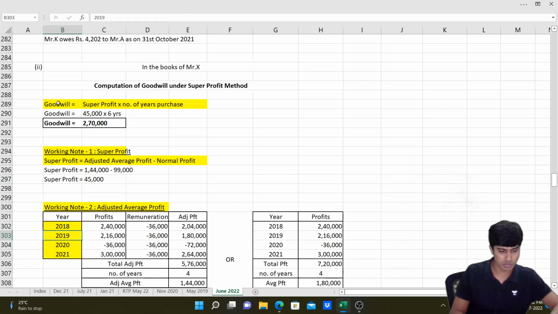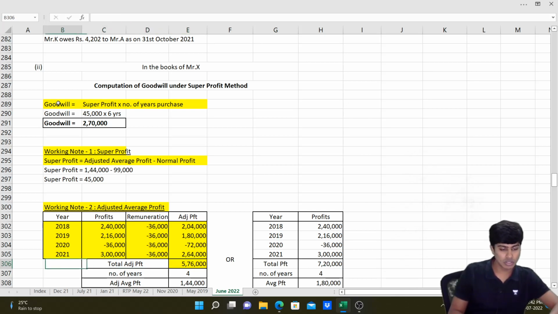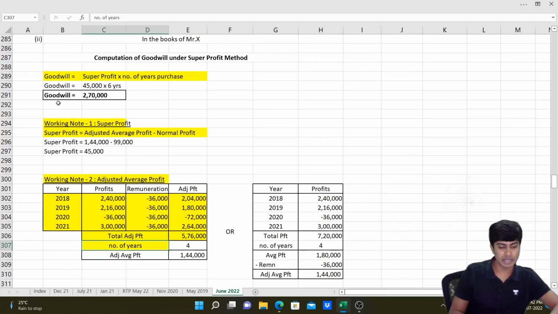For 3 years, 4 years, we know the profits are 2 lakh 40, 2 lakh 16 minus 36, and 3 lakh. I'll adjust 36,000 remuneration to the proprietor in all the years. Then I'll get adjusted profits of 2 lakh 4, 1 lakh 80 minus 72, and 2 lakh 64. The total of the adjusted profits comes to 5 lakh 76. This I'll divide by the number of years, that is 4. I'll get an adjusted average profit of 1 lakh 44,000.